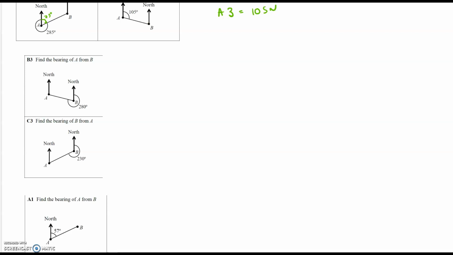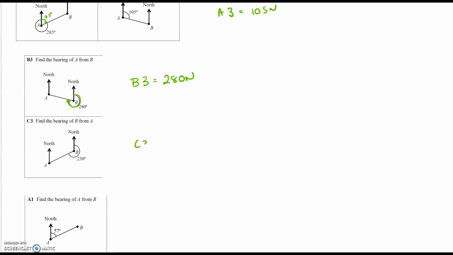So in this case, we're looking at finding the bearing of A from B. And again, we've been told that we've got this clockwise angle of 280. So again, pretty easy here. My answer is 280 degrees north, because I'm going clockwise from north around there, and that gives me my angle from B to A.